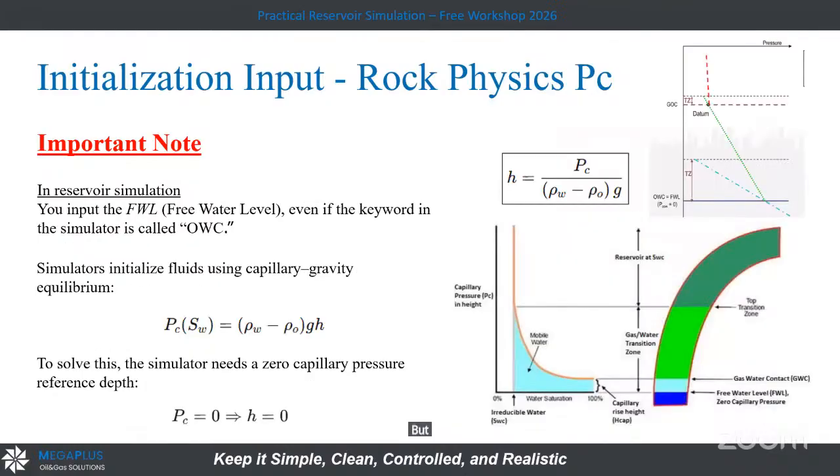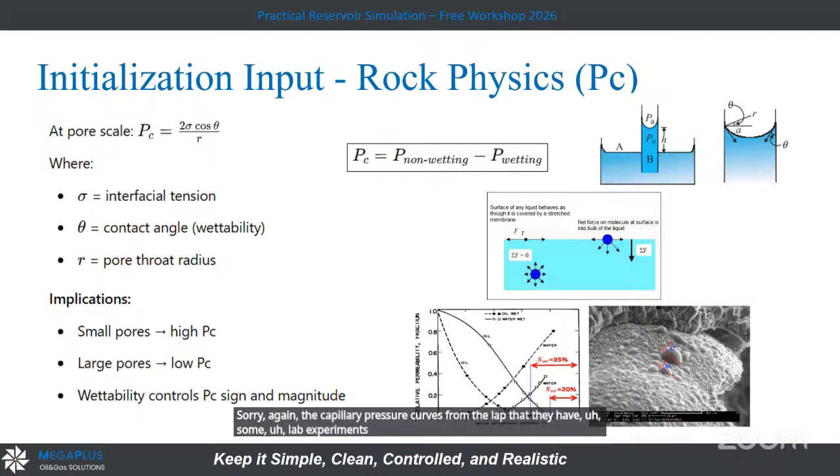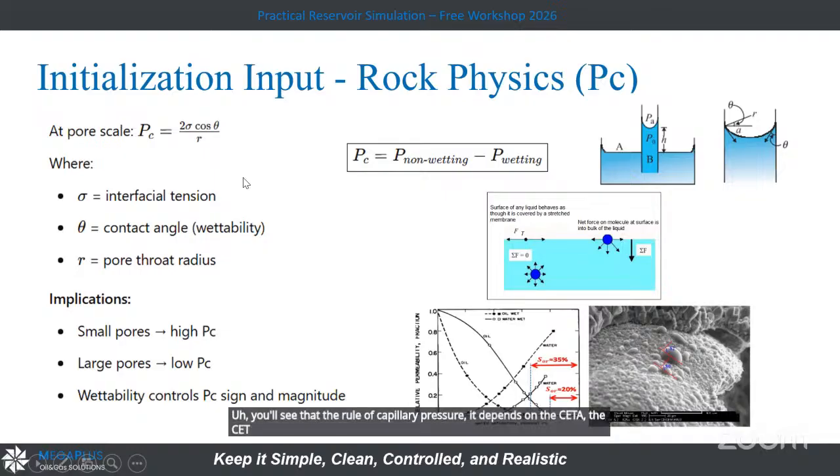But we take the capillary pressure curves from the lab, where they have some lab experiments like centrifuge or something to measure the capillary pressure of this core block that they have taken. So they can have a capillary pressure versus water saturation. Before I go through the capillary pressure also, you will see that the capillary pressure depends on the theta. The theta here is the wettability.